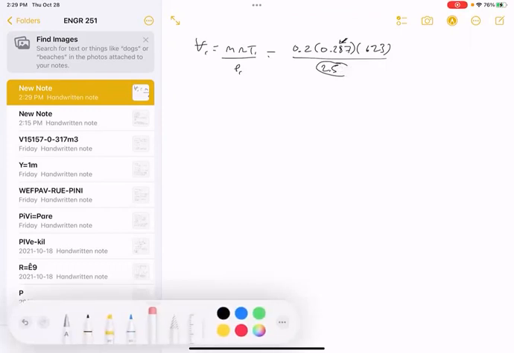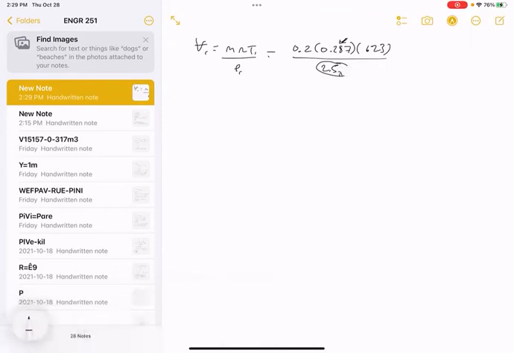So 2.5 times 10 to the 3. So if this were 287, which we could have done, then this would be in terms of pascals and not kilopascals. But since we left it as 0.287, the pressure has to be expressed also in terms of kilopascals.